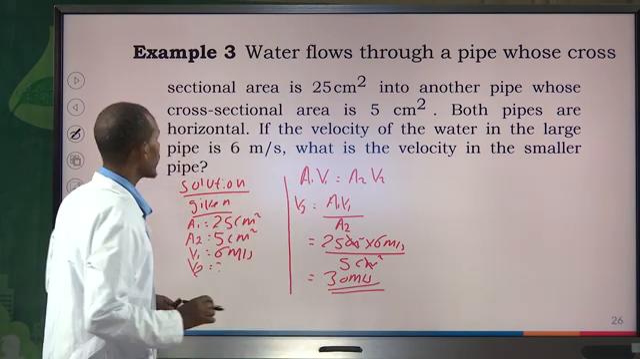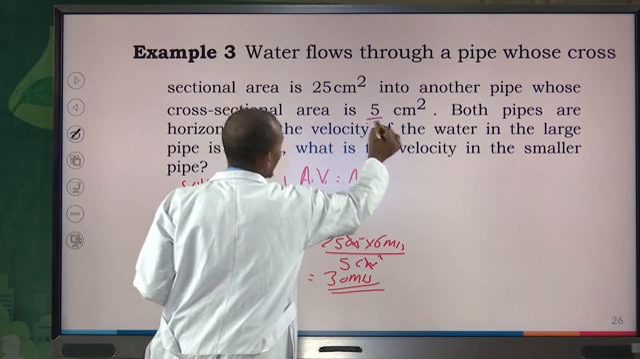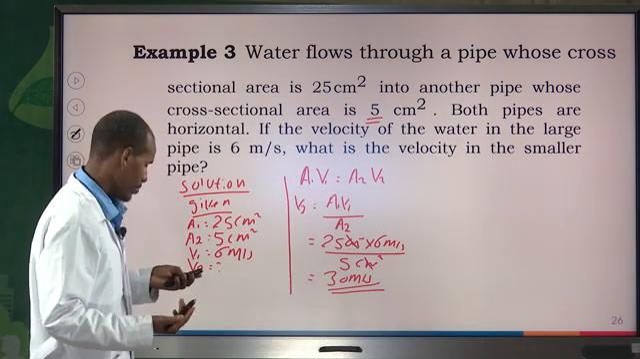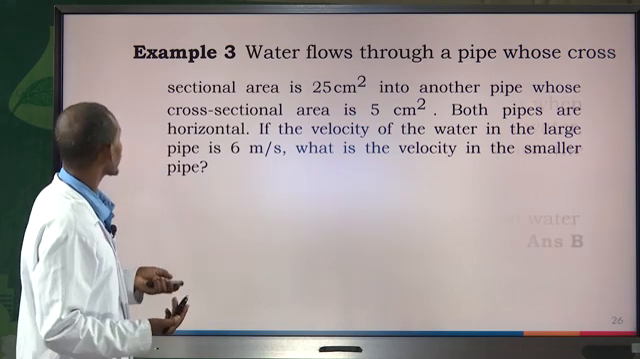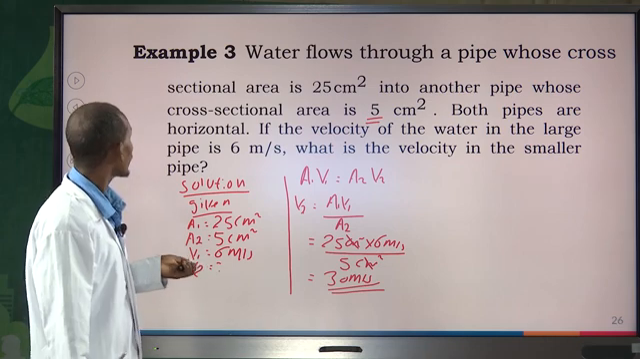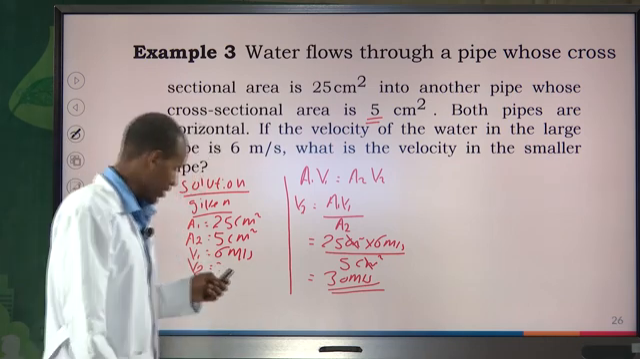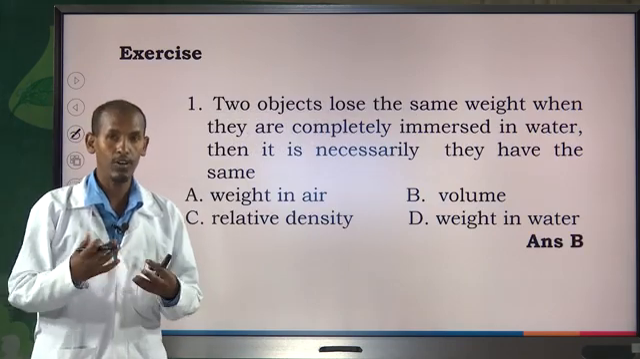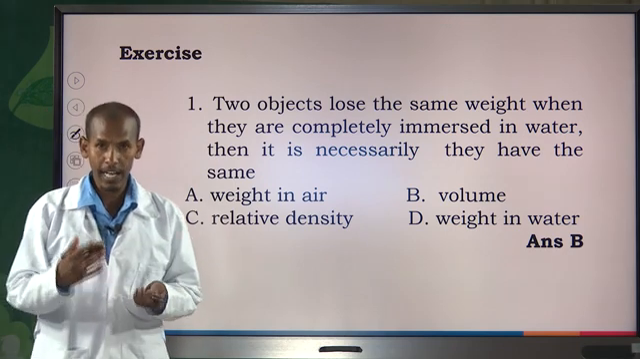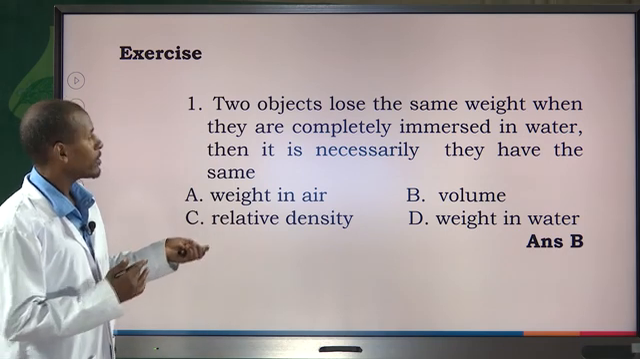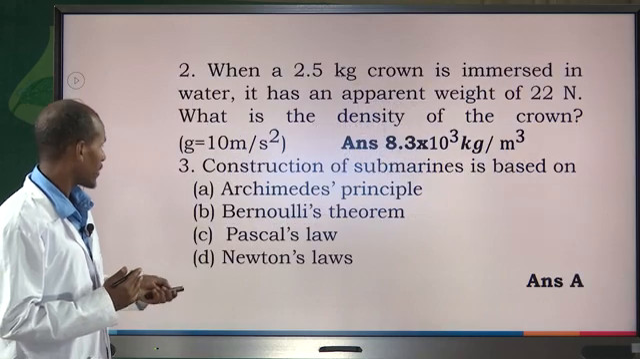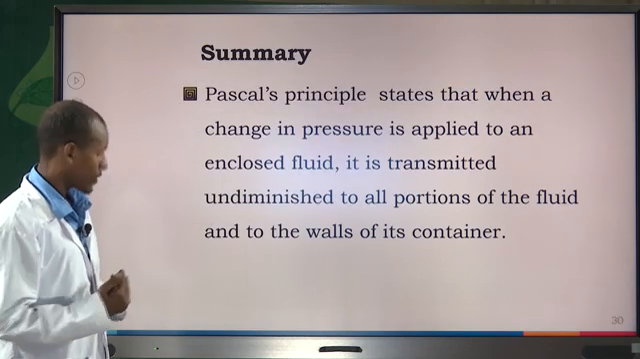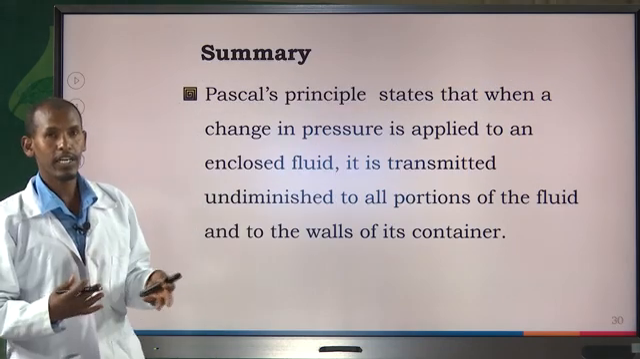Students, have you seen that if the area decreases, the velocity increases? This is what we understand from the equation of continuity. Okay, this is the solution for this example. Then, students, the next one is exercises that you practice at home and compare your answers with the given answer key here. To practice, there are 4 questions. Practice at home. So let's summarize what we have discussed today.